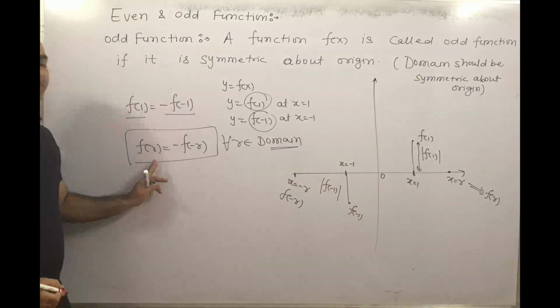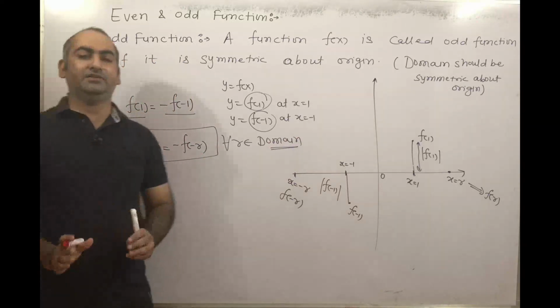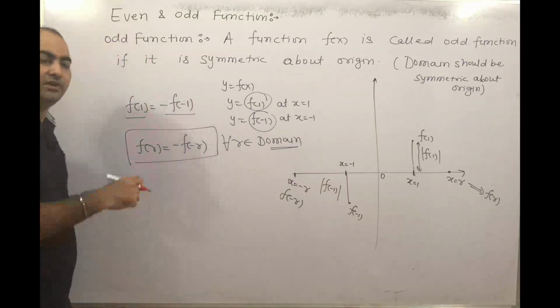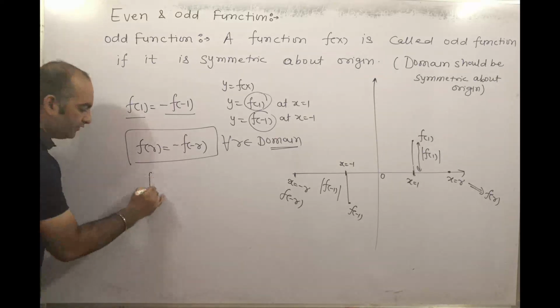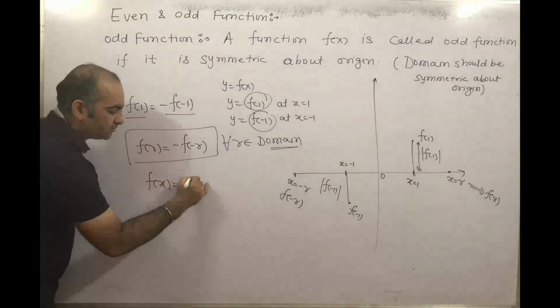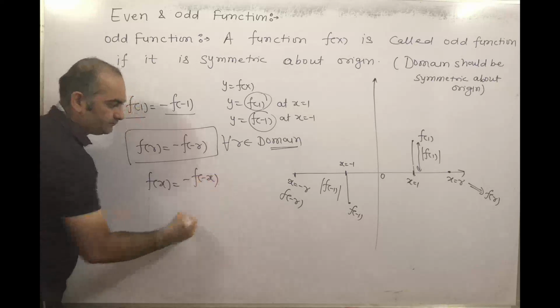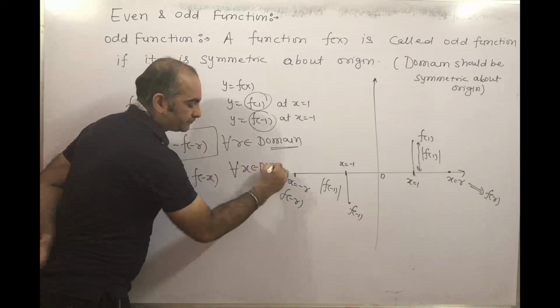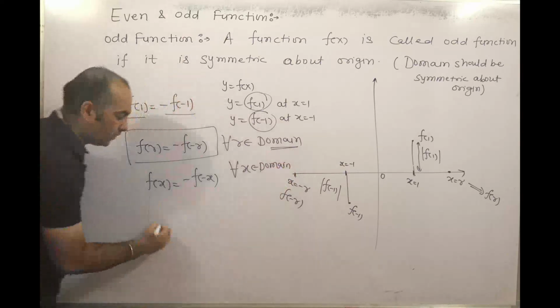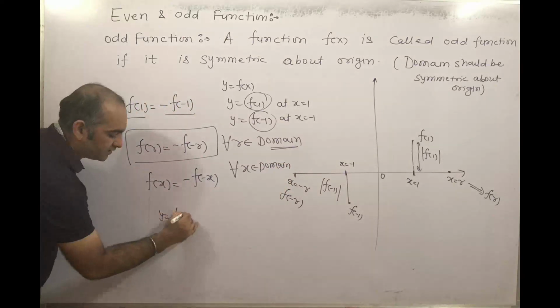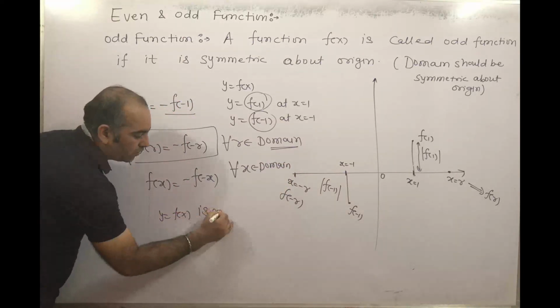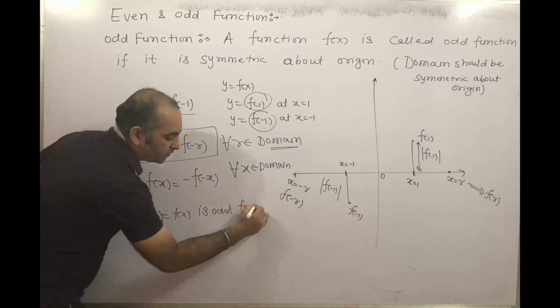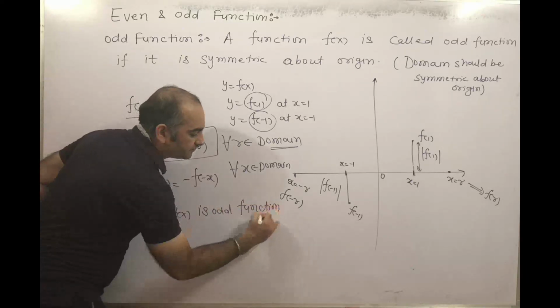So if this condition is there, then we can say the function is odd function. Here instead of r we can put x. So if f(x) equal to minus of f(-x) for all x belongs to domain, then we can say y equal to f(x) is odd function.